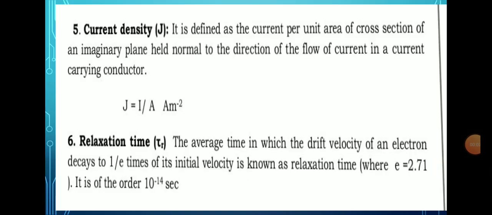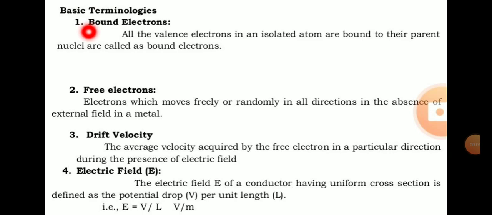Okay, we go through some basic definitions. The first one is bound electrons. Bound electrons means all the valence electrons in an isolated atom that are bound to their parent nuclei, called bound electrons. Here, all the valence electrons in an isolated atom.